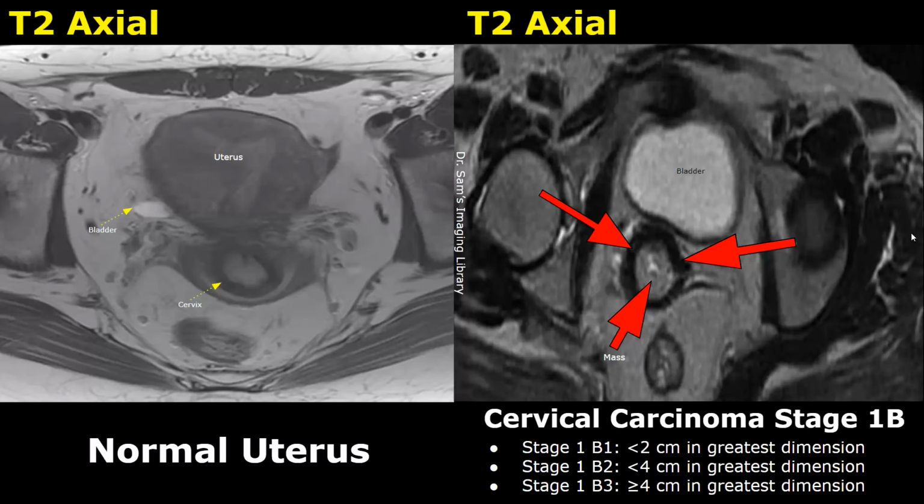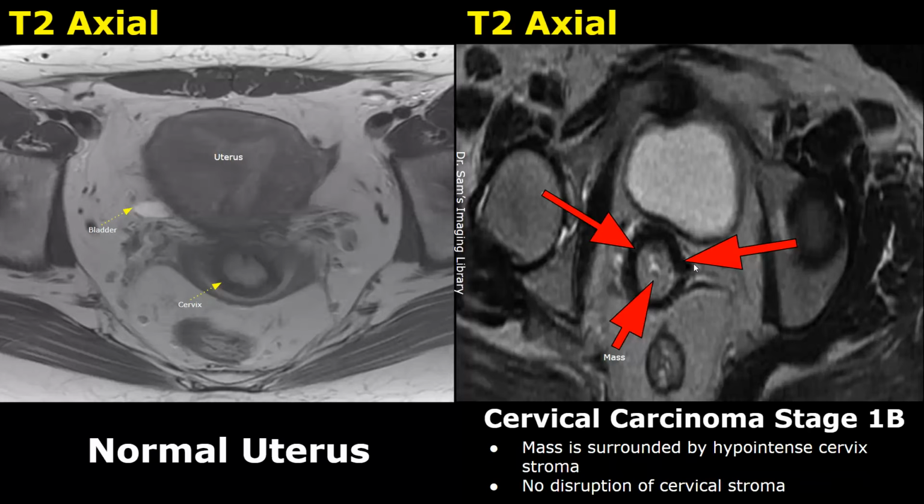We can see normal hypointense cervical stroma around the mass. There is no disruption of the cervical stroma. Hence, we can determine that it is a stage 1 carcinoma.